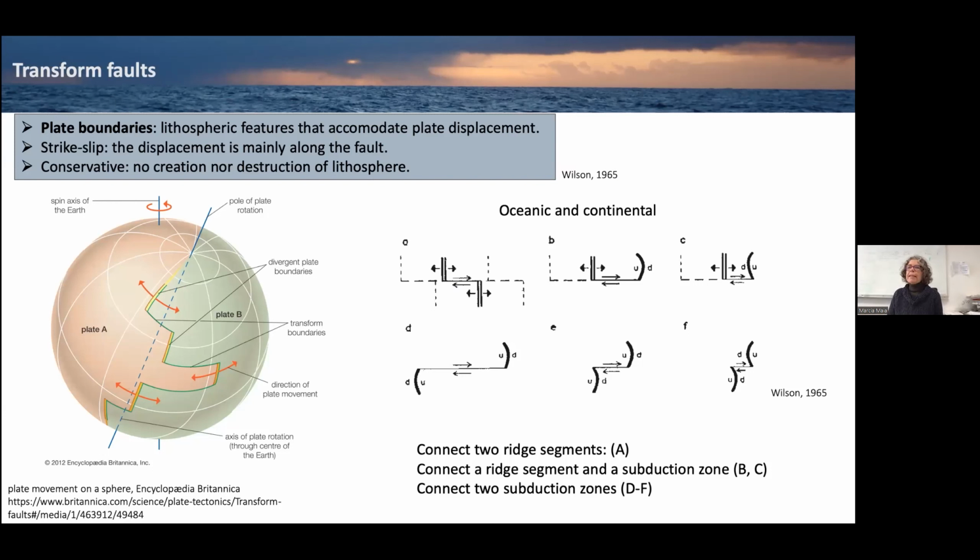So without delay, let's talk about what a transform fault is. There are just a few basic concepts that I like to remind every time I give a talk about the Sample. So transform faults are lithospheric features, and they are plate boundaries, a concept that was first thought about by Wilson, published in '65 in the very early days of plate tectonics.